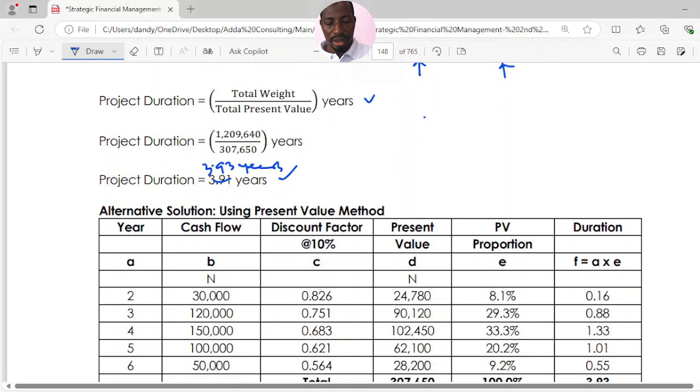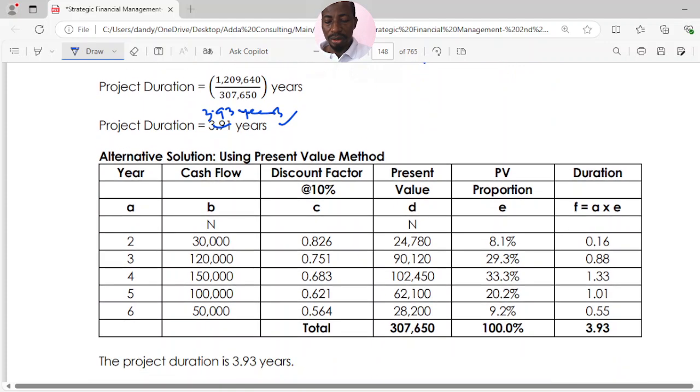Then let's use the alternative method, which is the present value method. Using the present value method, I will create these 6 columns. I've already calculated the present value, which is consistent. If you are using this method, all you need to do is get your present value. This is the present value here. The next thing, step 2, is to calculate the proportion of the present value of each year, that is, the proportion of the present value to the total present value.